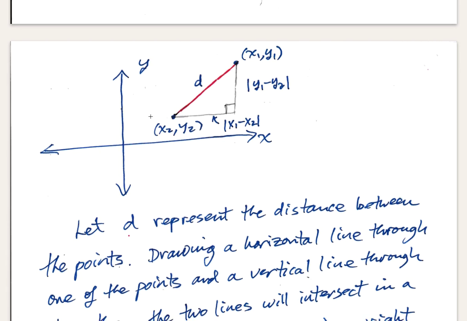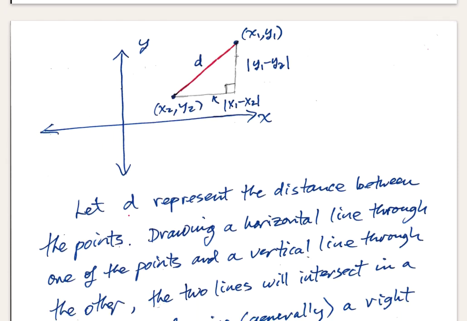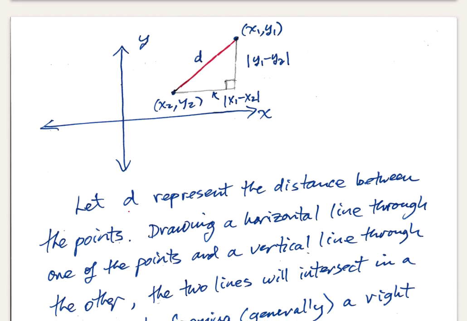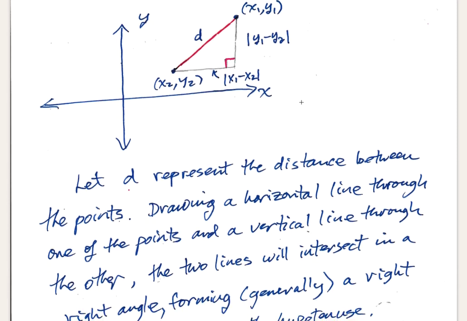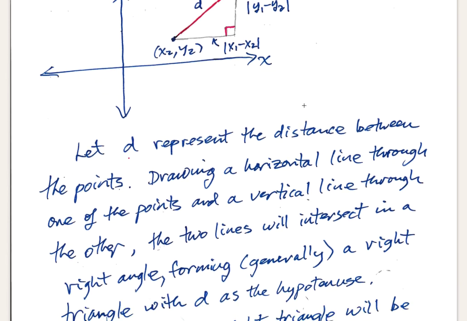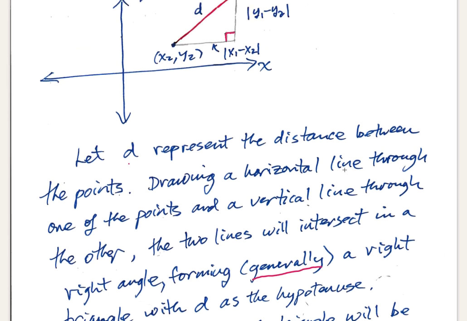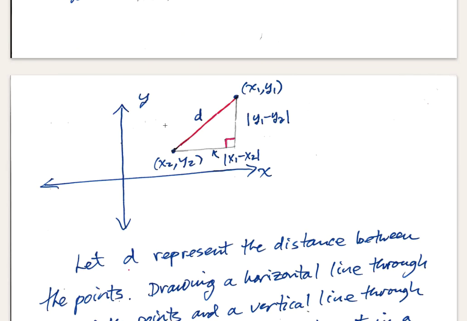Go ahead and draw a horizontal line through one of the points and a vertical line through the other, like I've drawn here. Okay, it doesn't matter which one you do, which one has the horizontal line and which one has the vertical line, but a horizontal line and a vertical line will always intersect in a right angle. So the two lines will end up forming part, generally, of a right triangle, with d as the hypotenuse. So you see in my drawing, here I end up with a right triangle with d as my hypotenuse.